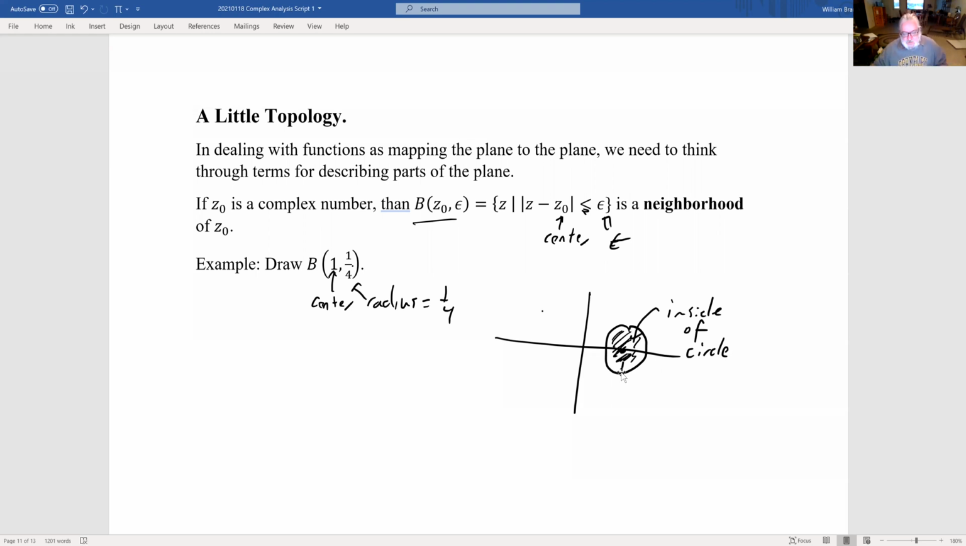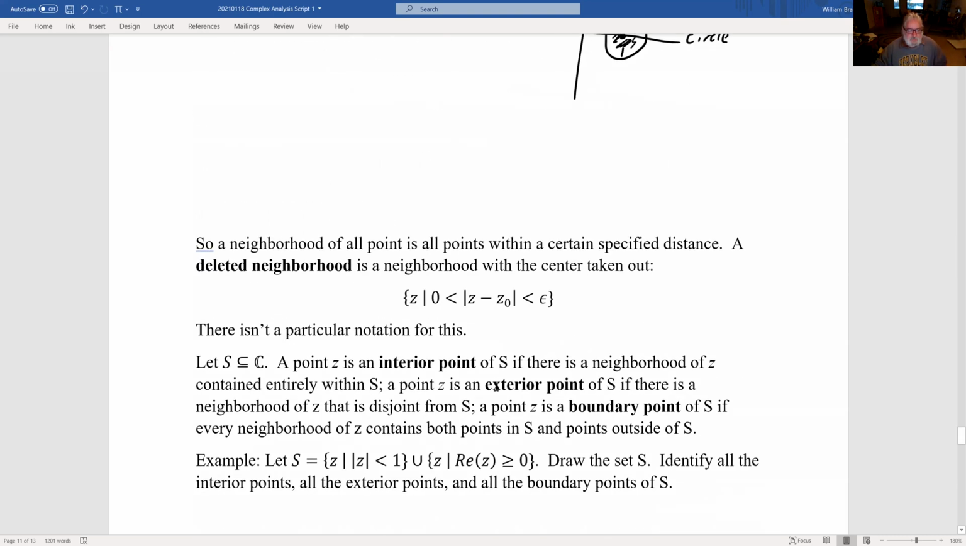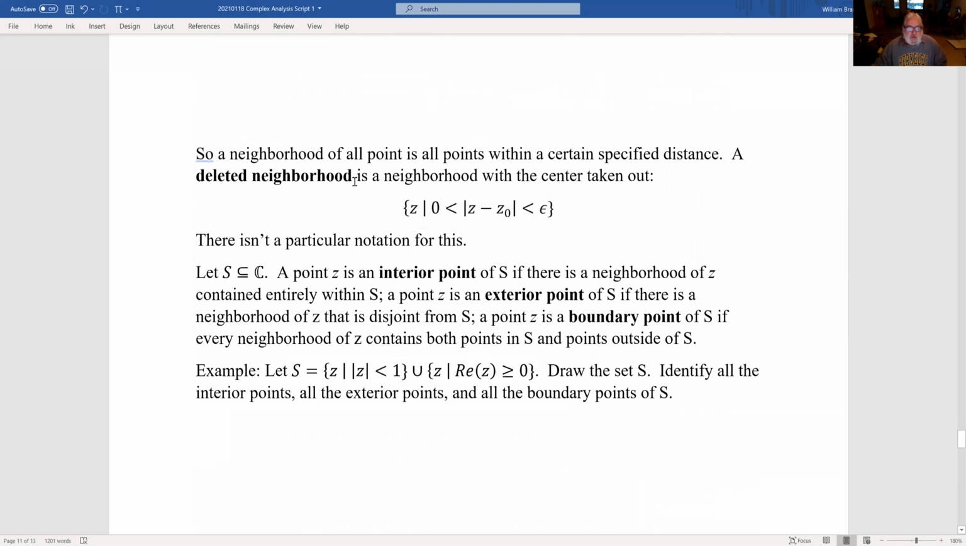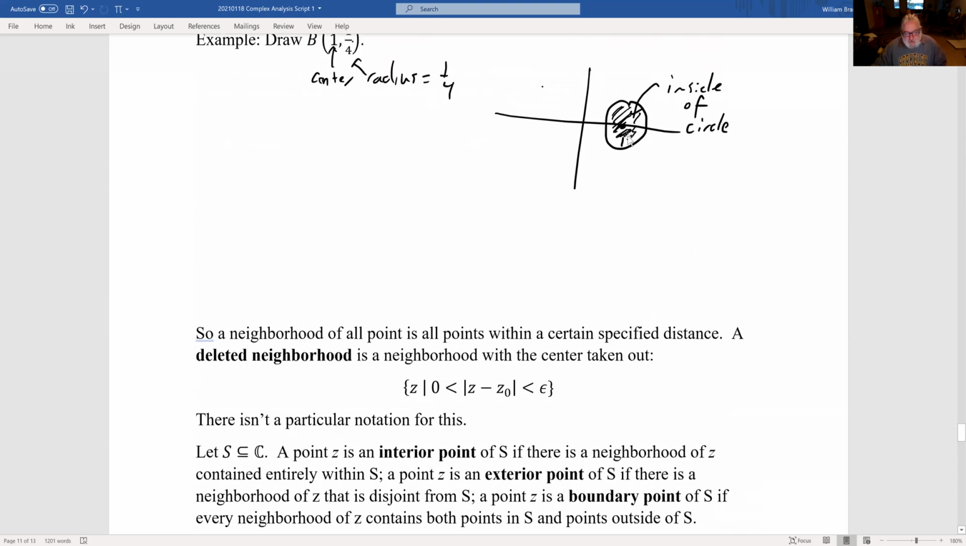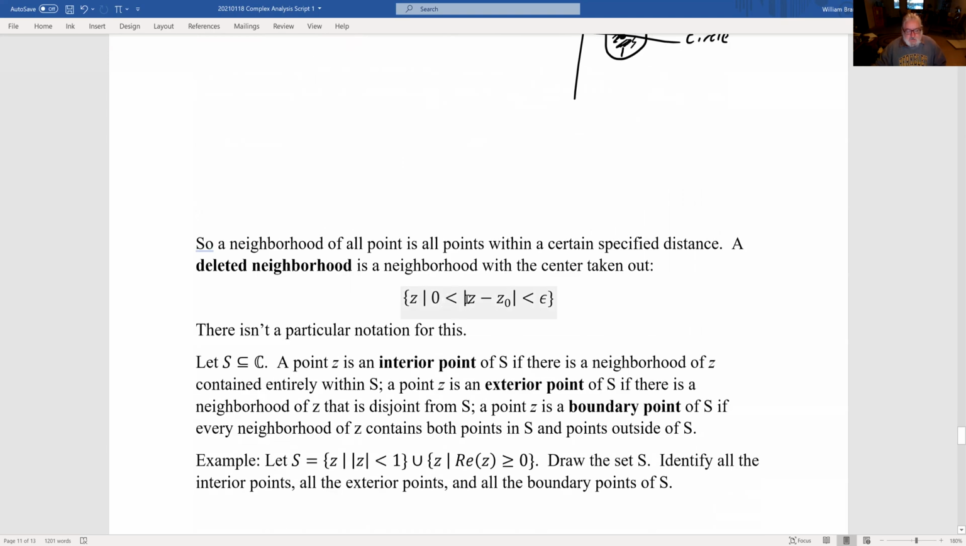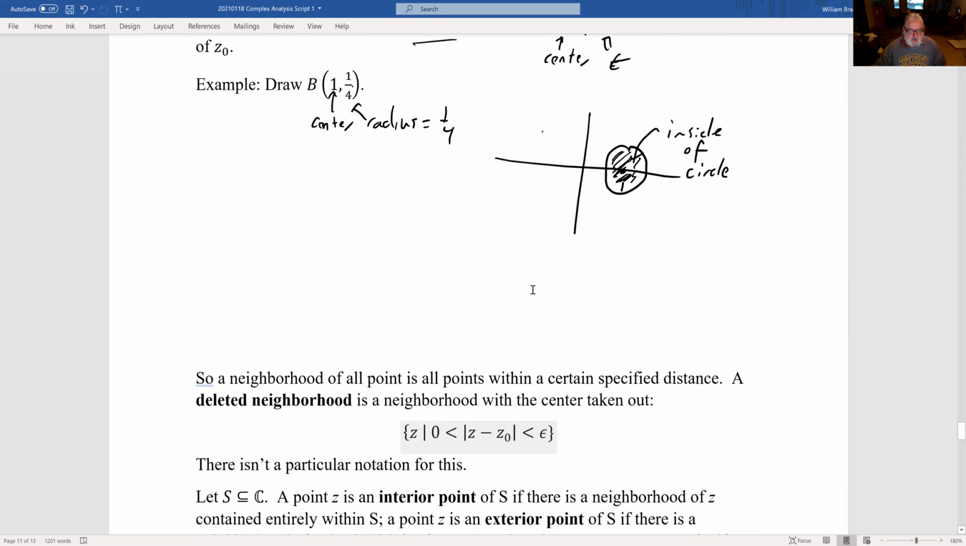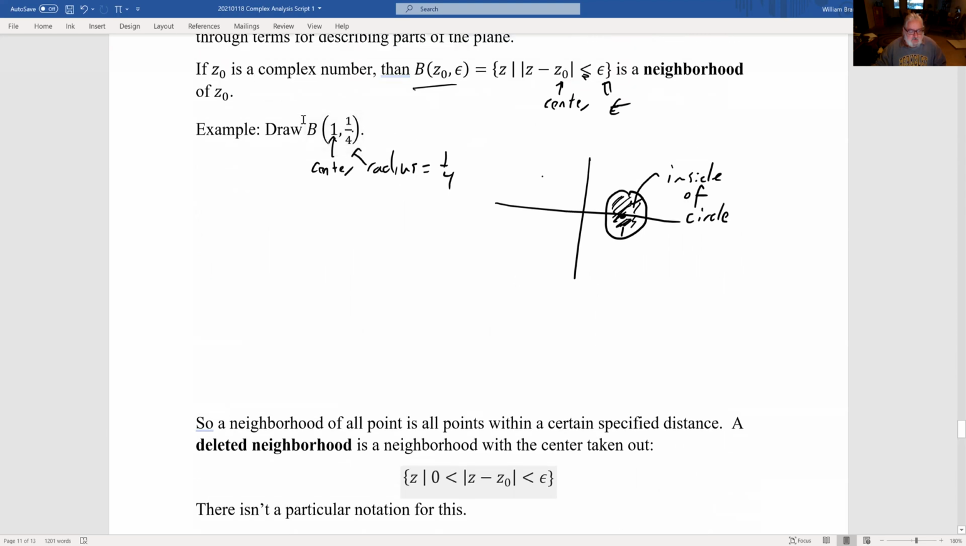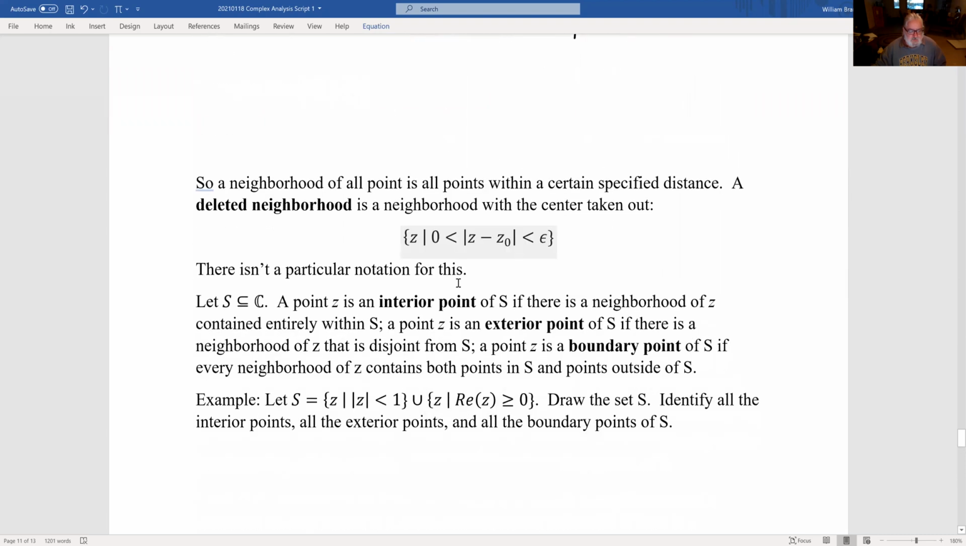Okay, so that's what that notation is. It gives you a center, it gives you a radius, and you just draw that and you include everything that's inside the center. A deleted neighborhood is just the same thing, but you take the center of the circle out, right? 0 is less than the distance is less than epsilon. There isn't any particular notation for this like there is for a ball of center 1 with radius 1/4.